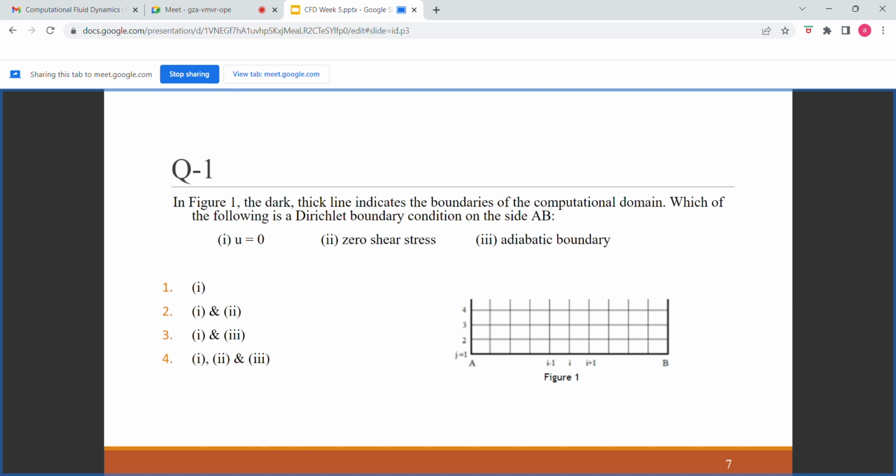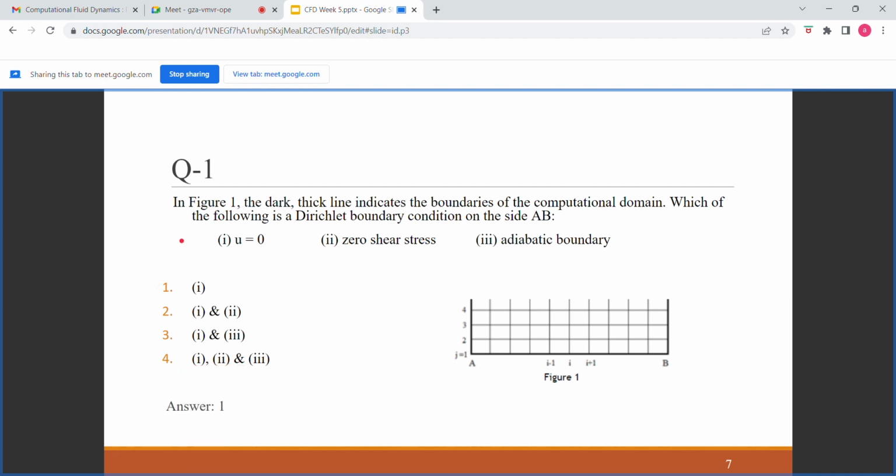What is the other boundary condition? Can anyone say? There are two types of boundary conditions. One is the Dirichlet boundary condition and the other one is the Neumann boundary condition. In the Neumann boundary condition, we specify the value of a derivative of the variable, that is dou u by dou x. So since they are asking for the Dirichlet boundary condition, the answer is u is equal to 0, so it is option 1. We'll see what the answer is. The answer is option 1.